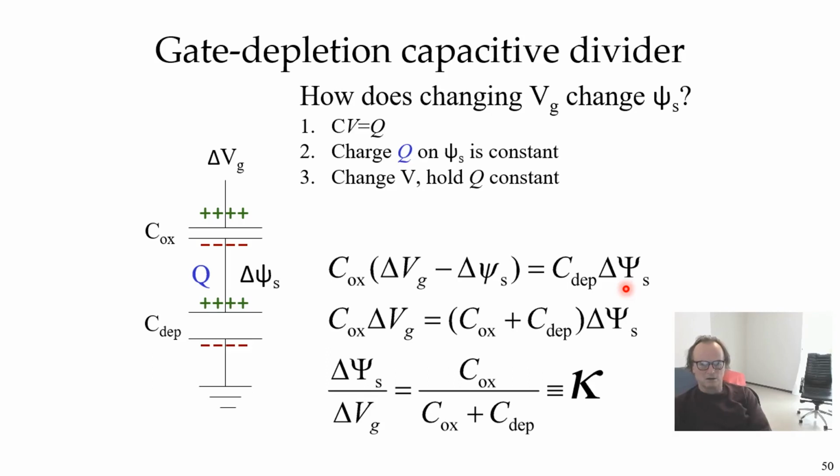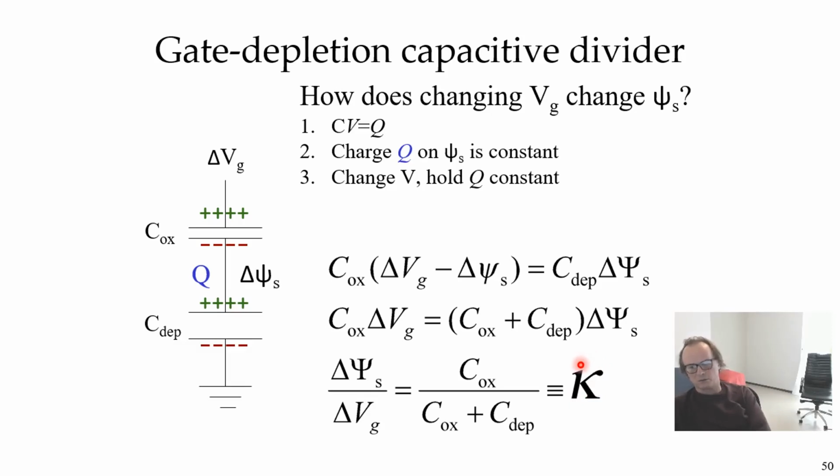And now we can take the term psi s and move it to this side, and we see Cox delta Vg is Cox plus C dep times delta psi s. And now we can get exactly what we want, which is delta psi s over delta Vg, which is Cox over Cox plus C dep, and that's defined to be kappa.